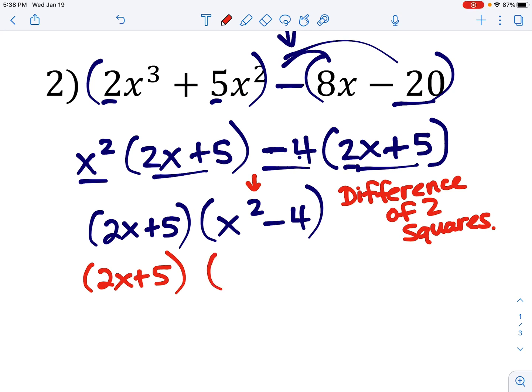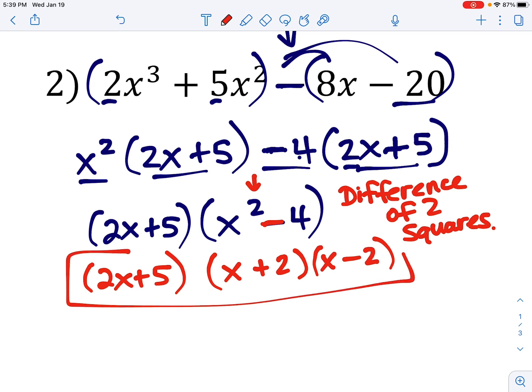And then remember, x squared is a perfect square, so I'm going to undo it by taking the square root of x squared, which is x. I'm going to have 1 plus and 1 minus because this is the difference of two squares. It does not have a middle term. Our middle terms cancel because we have one positive and one negative. So this is the square root of 4 is 2. So this is going to be x plus 2 and x minus 2. This is my final answer.